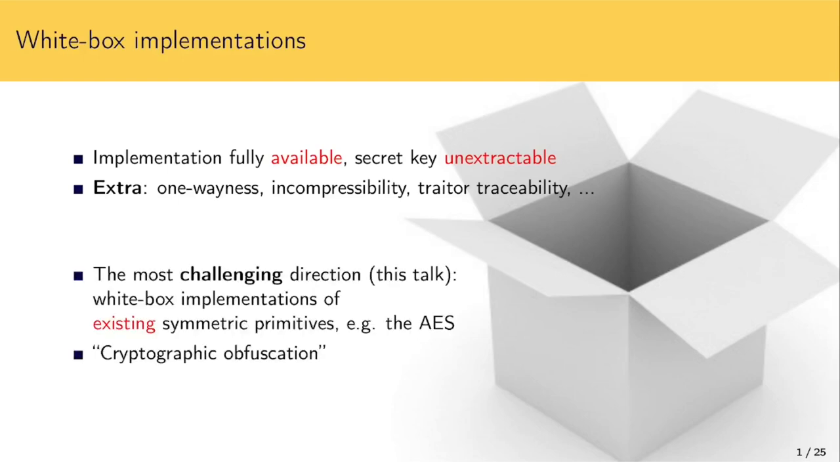We focus on the most challenging direction in the white box cryptography, which is about implementations of existing primitives, such as the AES block cipher. This is in contrast with the idea of designing dedicated white box ciphers. White box implementations are closely related to the more general framework of cryptographic obfuscation. Indeed, any generic white box technique would likely be a useful tool for general cryptographic obfuscation.